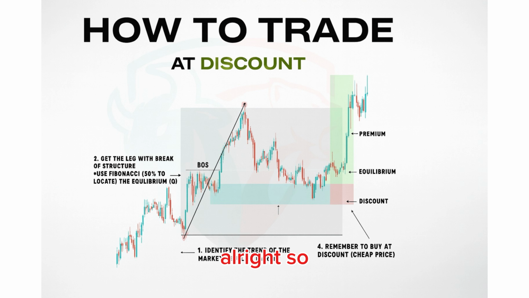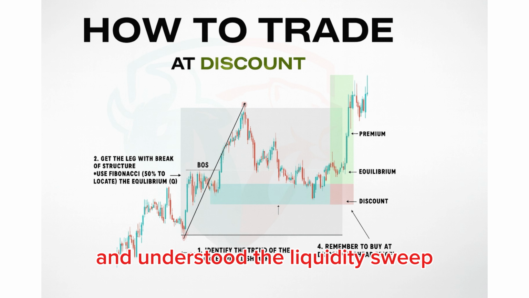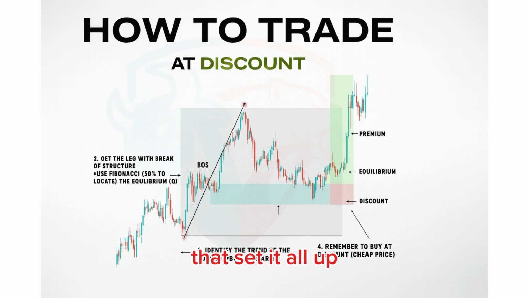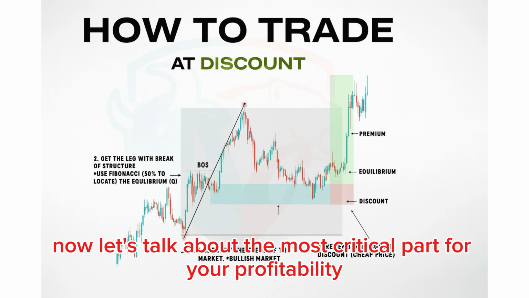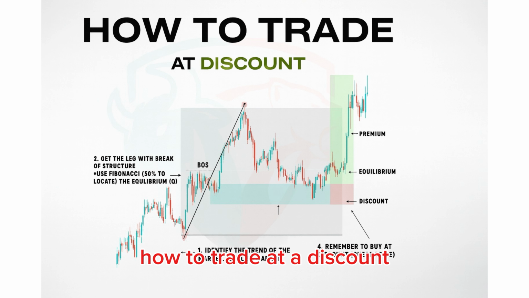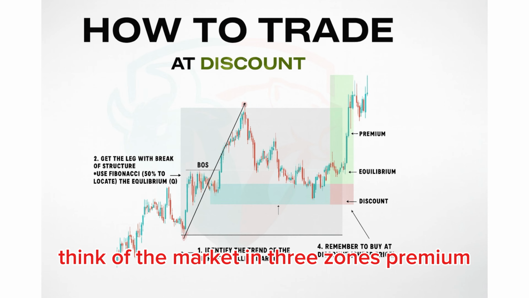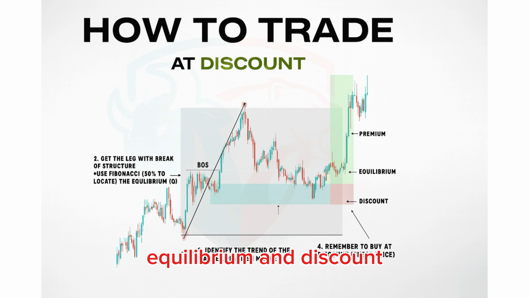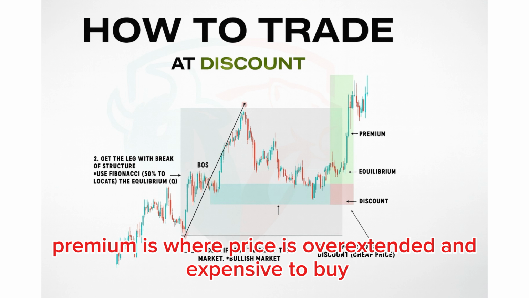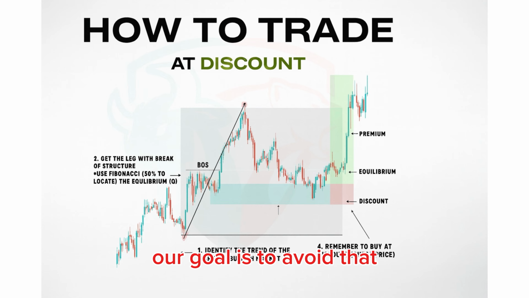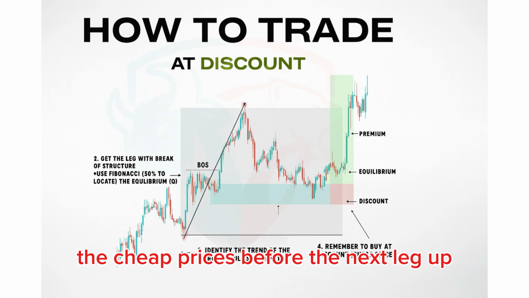All right, so we've identified the structural shift and understood the liquidity sweep that set it all up. Now let's talk about the most critical part for your profitability: how to trade at a discount. Think of the market in 3 zones: premium, equilibrium, and discount. Premium is where price is overextended and expensive to buy. Our goal is to avoid that. We want to buy the discount, the cheap prices before the next leg up.